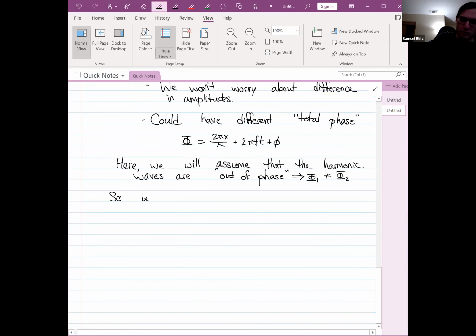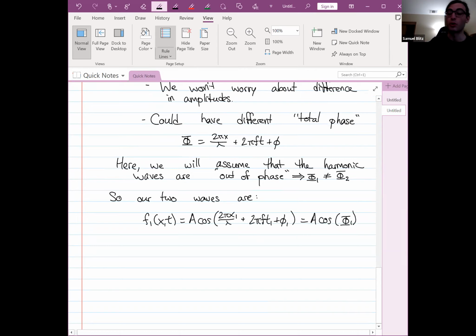So our two waves: we have f1 of x and t. This should be equal to A times cosine of 2 pi x1 over lambda plus 2 pi f t1 plus phi 1. And so we can write that as just A cosine of the total phase. And then we have f2 of x and t, which is A cosine of 2 pi x2 over lambda plus 2 pi f t2 plus phi 2.